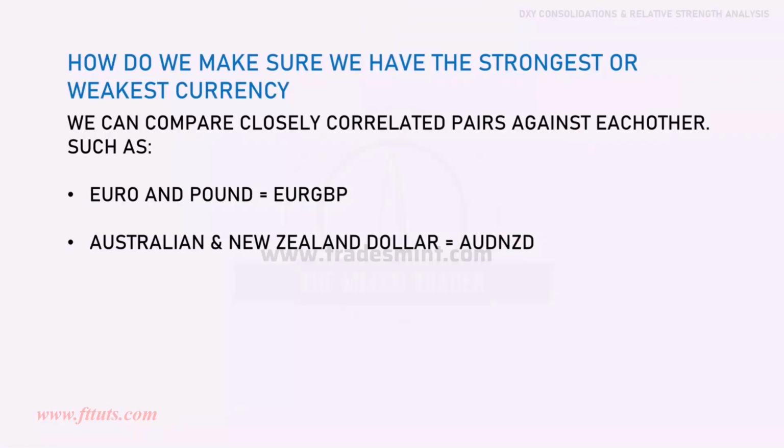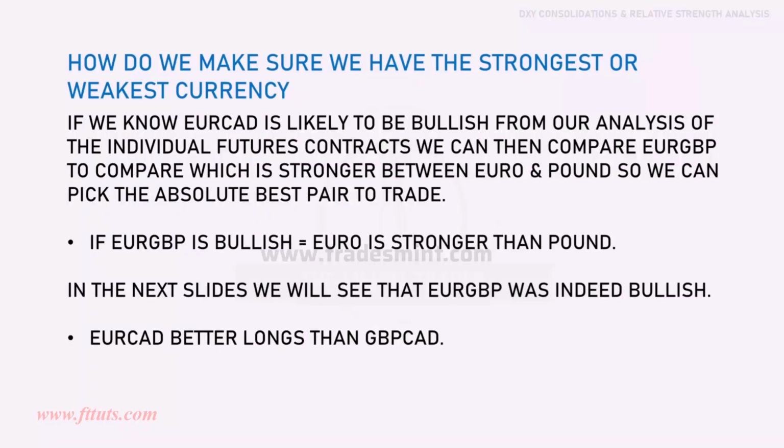So now how do we make sure we have the strongest or the weakest currency? We can compare closely correlated pairs against each other, such as the euro against the pound, right? The euro GBP, or Australian dollar versus the New Zealand dollar, which is AUD NZD. If we know EuroCAD is likely to be bullish from our analysis of the individual futures contracts, we can then compare euro GBP to compare which is stronger between the euro and the pound, and then we have the pick of the absolute best pair to trade.